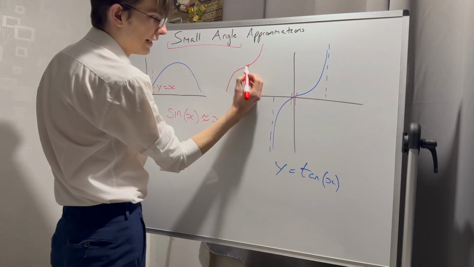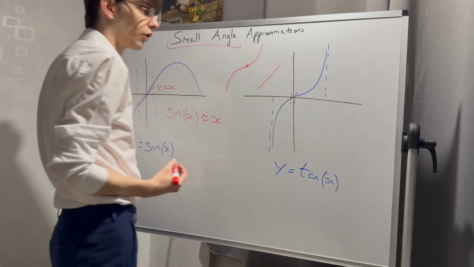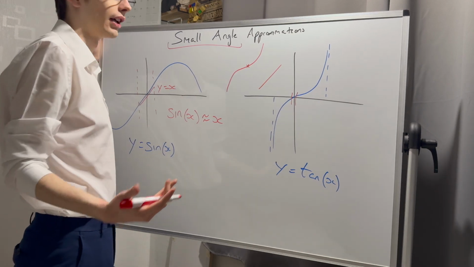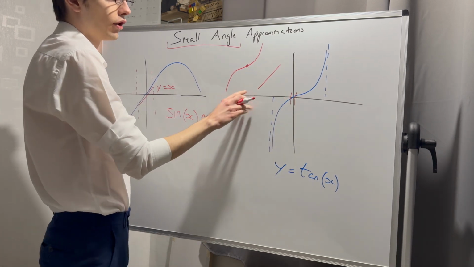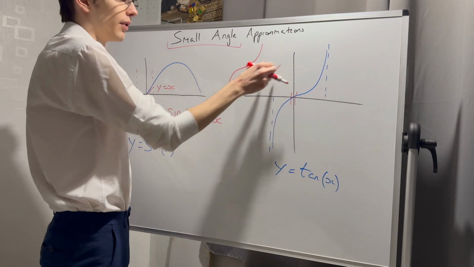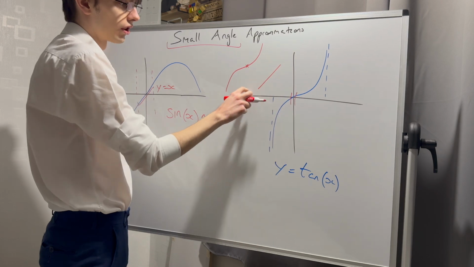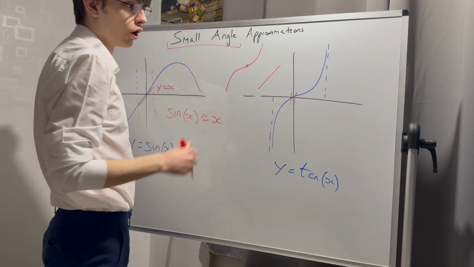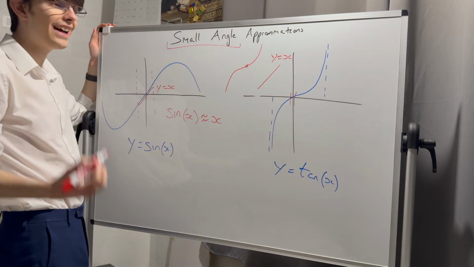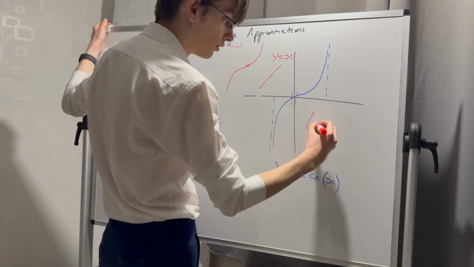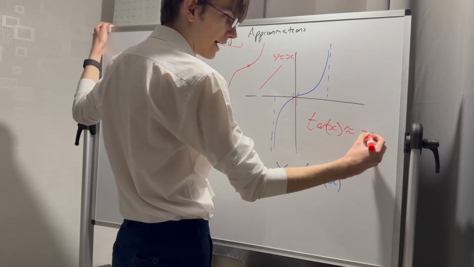If my origin is here, as I zoom in further and further and further, once again, it starts looking like a straight line. Now, of course, it's not a straight line. It does have a bit of curve, but the further in I zoom next to the origin, the less and less this curve becomes apparent. And we end up with something that just looks like a straight line, which is a y equals x graph. So tan x can also be approximated when the angle is small, when we're close to the origin, as x.